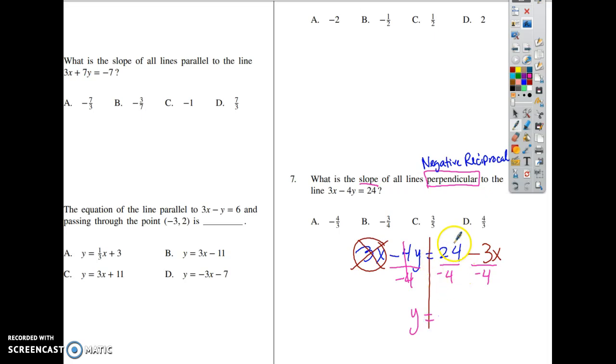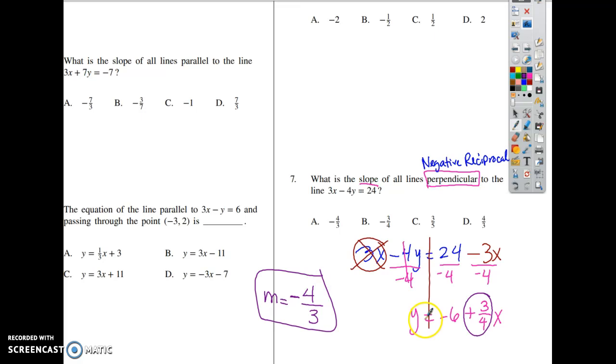Y equals, divide this, that gives you -6, divide this, math enter, that gives you a positive 3/4x. Which one's the slope? So the positive 3/4. But I want a perpendicular slope. Not the same slope. I want it perpendicular. So what do you have to do? You flip it and you change the sign. So if I flip this fraction, that gives me 4 over 3. And if I change the sign from a positive, it turns into a negative. So the slope that is perpendicular to this equation is negative 4/3, which is letter A.